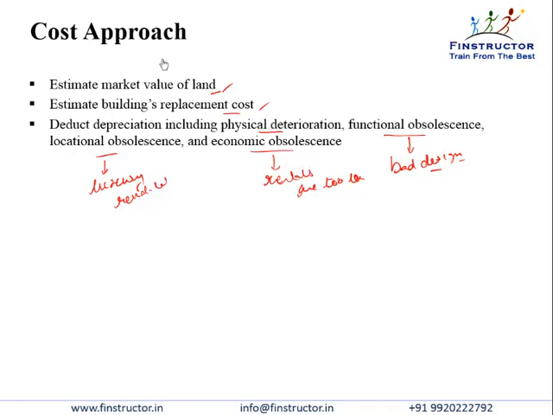So in the cost approach, we first calculate the cost of construction of a brand new building today and then apply any discounts that are applicable to my current building, namely physical deterioration, functional, locational, and economic obsolescence. Let's do an example and understand it better.